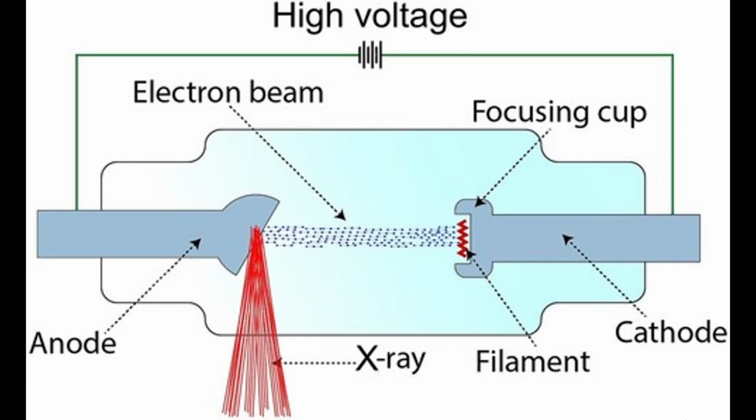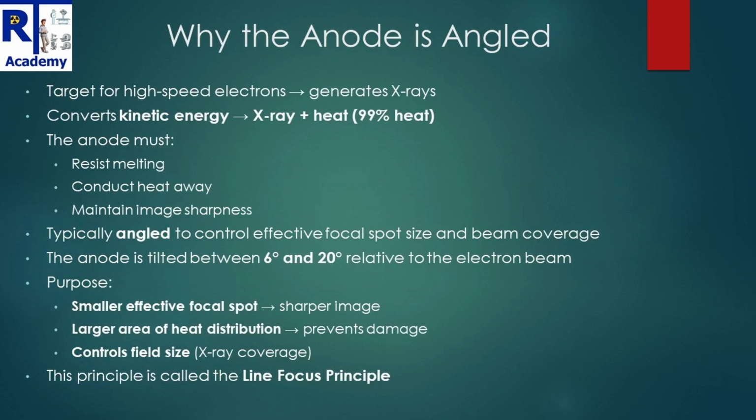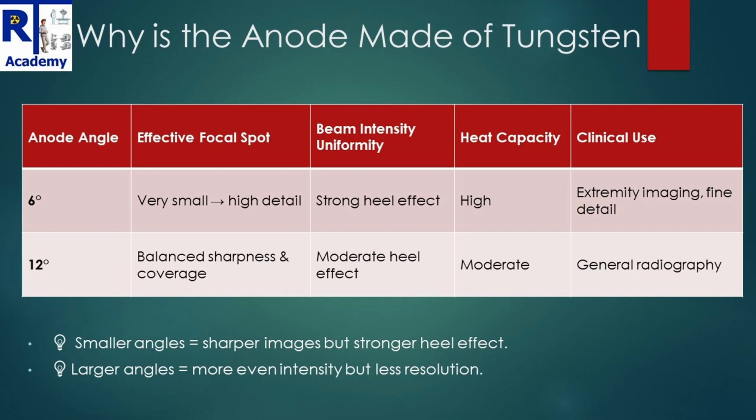The anode is usually made of tungsten, which has excellent thermal and mechanical properties. Tungsten can withstand extremely high temperatures and high-energy electron impacts. A very important detail is that the anode is angled rather than flat. Modern diagnostic X-ray tubes typically have an anode angled between 6 and 20 degrees, according to sources like Radiopedia and Biomedical. Why is this angle so critical?